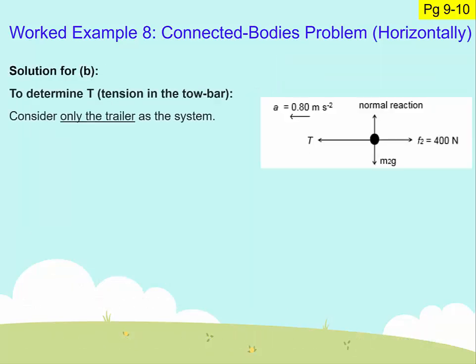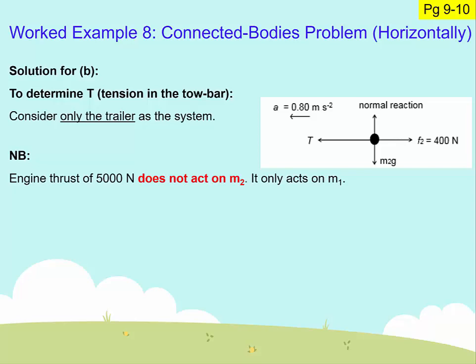Okay, let's look at part B. If we want to find the tension in the tow bar, now I should consider the trailer and the tractor separately because you are considering an internal force, so you must make sure it becomes an external force. It only becomes an external force if you consider the trailer alone or the tractor alone.